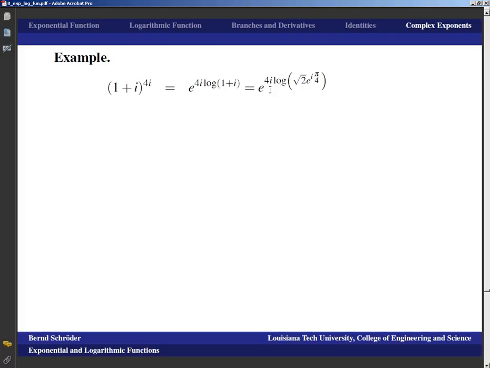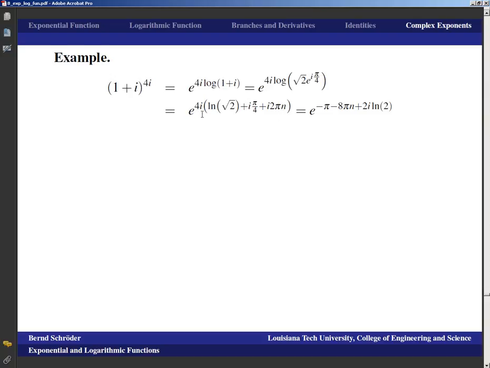That's e to the 4i log of (1 plus i). Well, the magnitude of 1 plus i is square root of 2, and it sticks out on the diagonal, so the angle is pi over 4. Now we can take the logarithm, so this is e to the 4i times (ln root 2 plus i pi over 4 plus i 2 pi n).